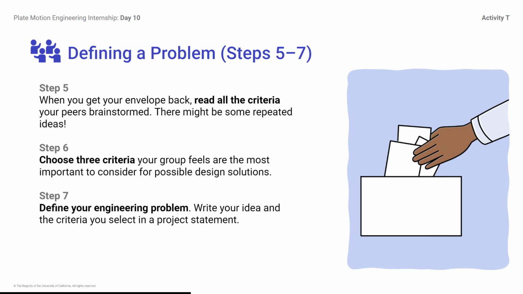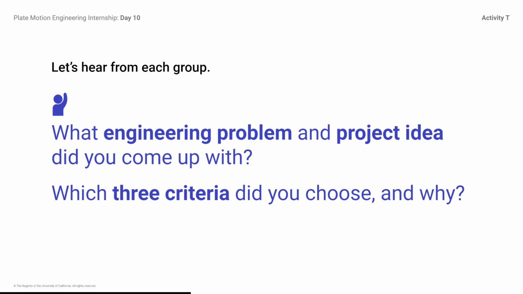Write your idea and the criteria you selected in a project statement. Remember the example from your internship if necessary. The problem was that when tsunamis occur, people in coastal areas need to be warned to evacuate. The criteria were maximizing the warning time, minimizing false alarms, and keeping costs low.